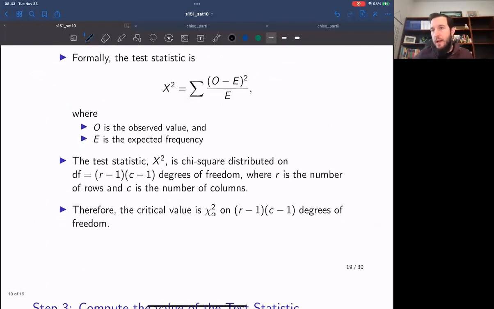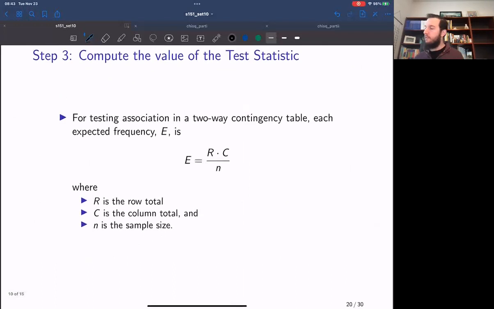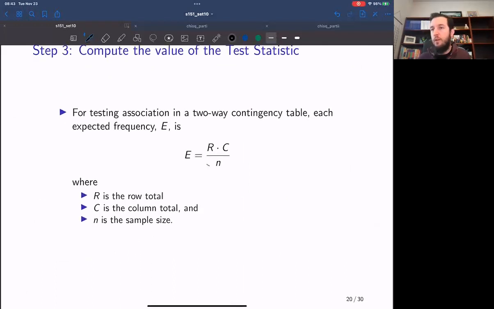So for the independence test, the degrees of freedom are the number of rows minus one in the contingency table times the number of columns minus one from the contingency table. The expected value is the row total times the column total divided by the sample size.